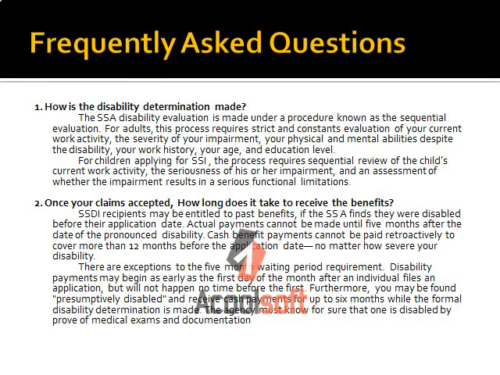5-month waiting period requirement. Disability payments may begin as early as the first day of the month after an individual files an application, but will not happen any time before the first. Furthermore, you may be found presumptively disabled and receive cash payments for up to 6 months while the formal disability determination is made. The agency must know for sure that one is disabled by proof of medical examinations and documentation.